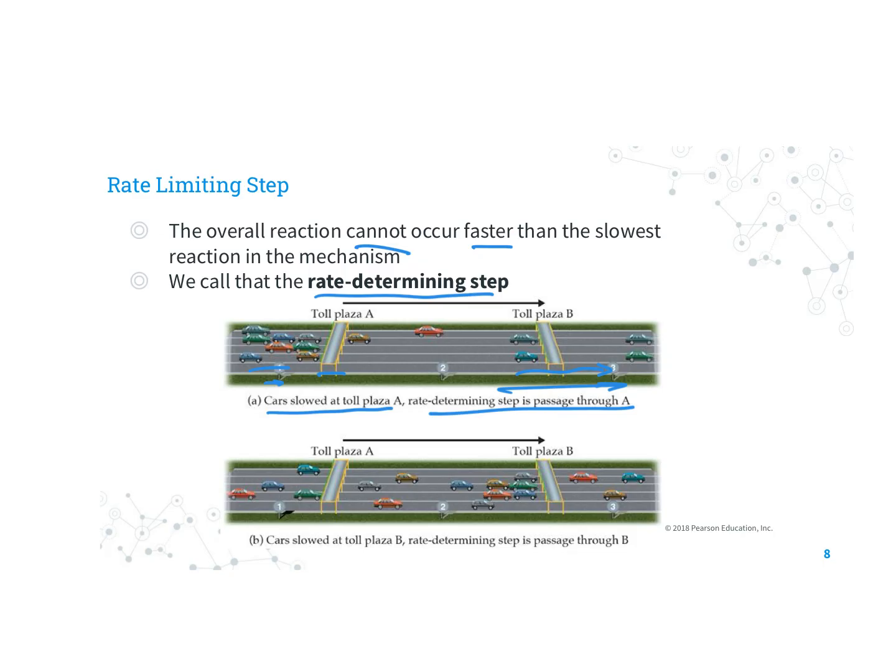In this second example, it's the opposite. In toll plaza A, they're moving quite quick, but in B, there's a pileup. In this case, toll B is our rate determining step because that is the one that contributes the most to the rate. So whichever rate is slowest is rate determining.